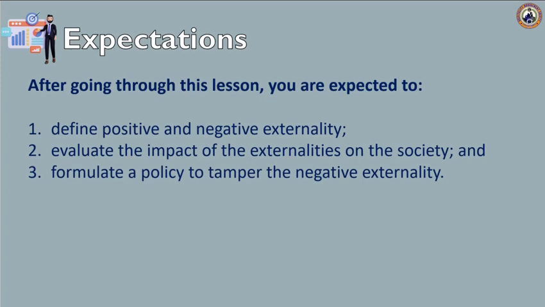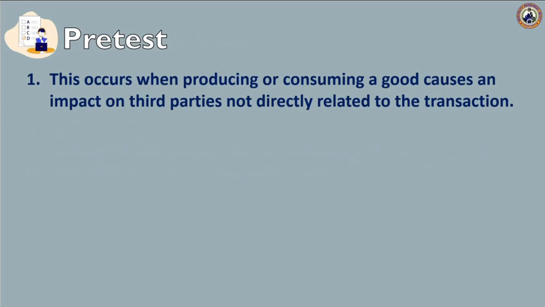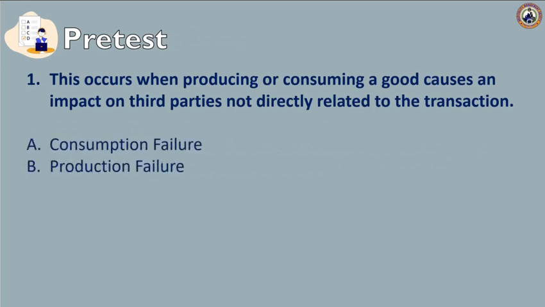Before we proceed again to our lesson, we will have a pre-test first. Question number 1. It occurs when producing or consuming a good causes an impact on third parties not directly related to the transaction. A. Consumption failure. B. Production failure. C. Business externality. Or D. Internality. Externality, I mean. So again, this occurs when producing or consuming a good causes an impact on third parties not directly related to the transaction. The answer for question number 1 is letter D, externality.